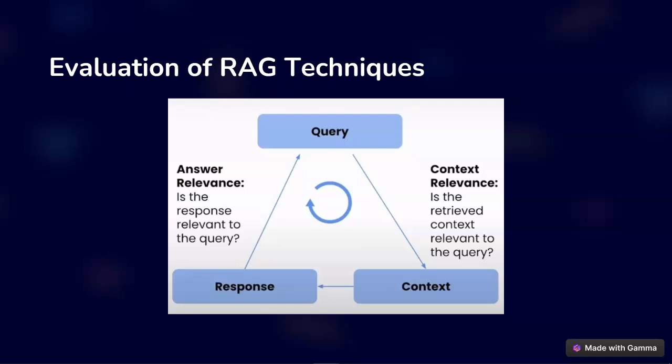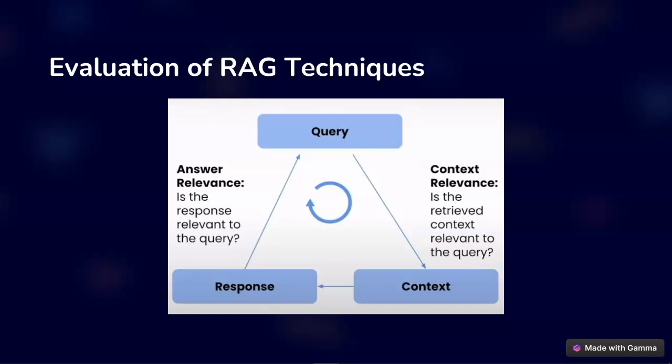Next, let's talk about evaluating different RAG techniques. Choosing the right methods for your RAG pipeline depends on your use case. You need to try and evaluate your RAG pipeline to see what works best for you. Each RAG pipeline has three main parts: query, context, and response. The query is the user input, the context is the retrieved information based on the query, and the response is the LLM output based on the query and context.